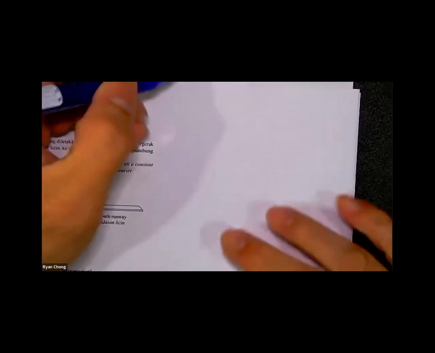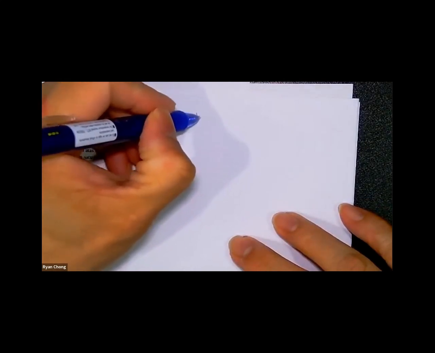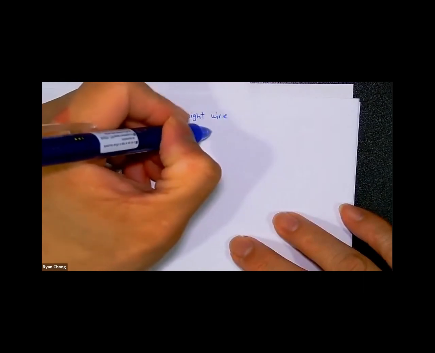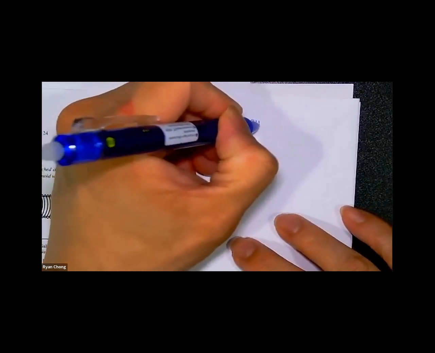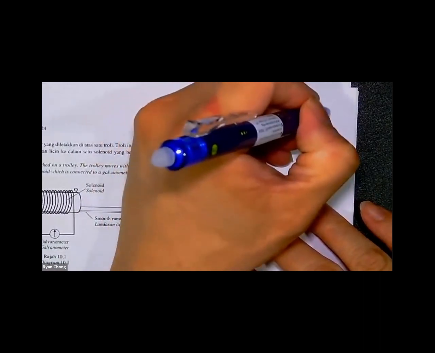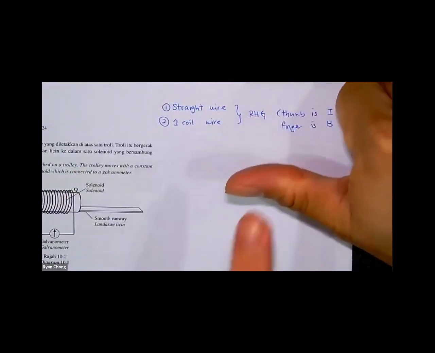First of all, you know that we have 3 different hand rules, right? The right hand grip rule, Fleming's left hand rule, and Fleming's right hand rule. Now I give you some idea first. If you have a straight wire or just one coil of wire, you use the right hand grip rule. The thumb is the current, and the fingers are B, the magnetic field. Let's say this is the thumb, so this is your current. This will be your magnetic field.